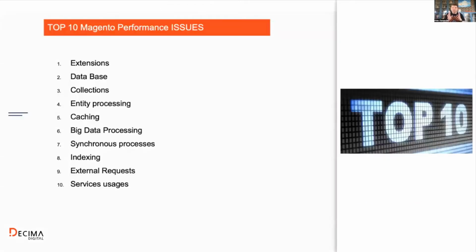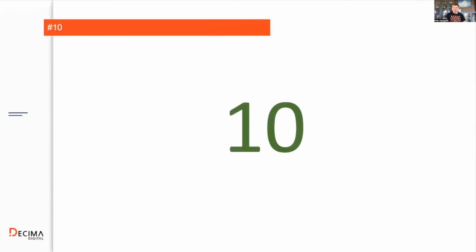Today, we are going to review the top 10 Magento performance problems defined by the Magento Professional Services team as the most critical. These are problems related to extensions, database, data collections, entity processing, caching, big data processing, synchronous operation, indexing, external request, and services usage. Let us see each problem in detail.